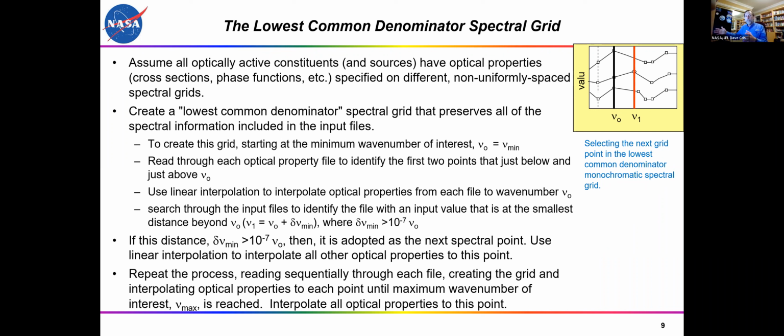I just generate the grid that I need to resolve everything. The only constraint on that grid is that if 2 points are closer together than 1 part in 10 to the 7, I don't even bother. That's too close. That's the internal grid spacing that I adopted early in this game. You can change this value.